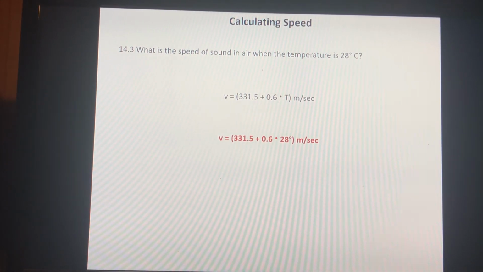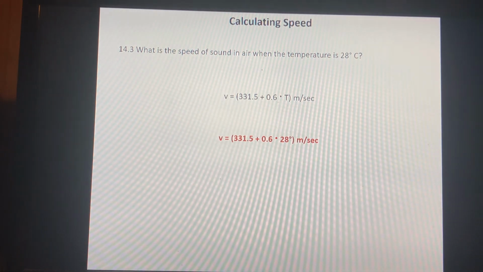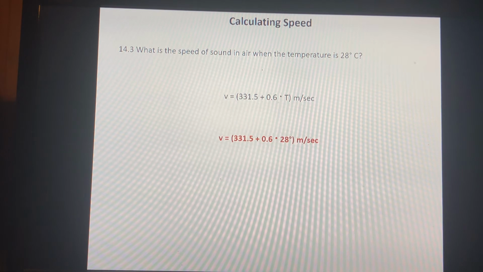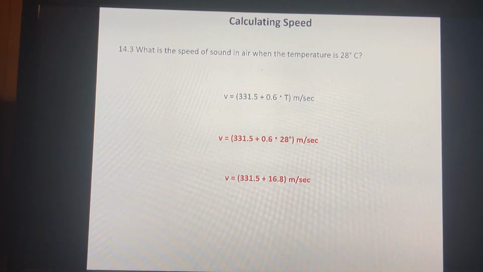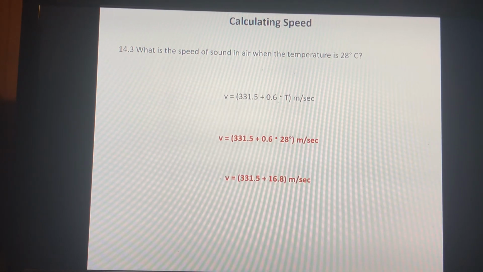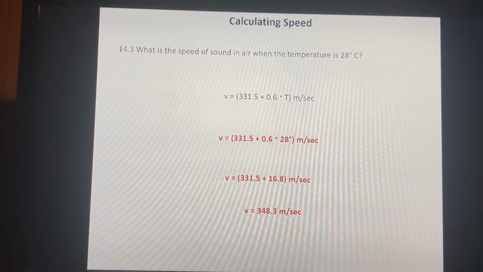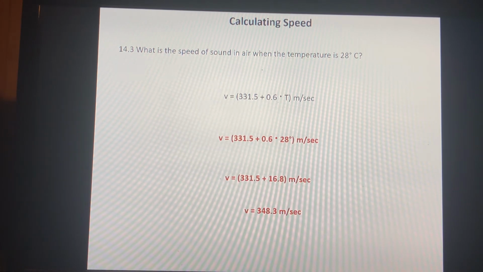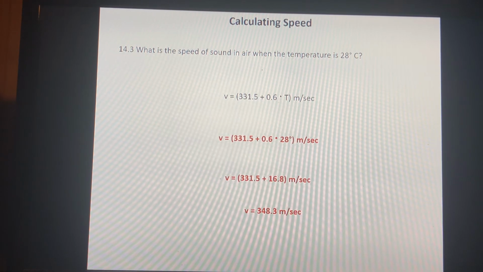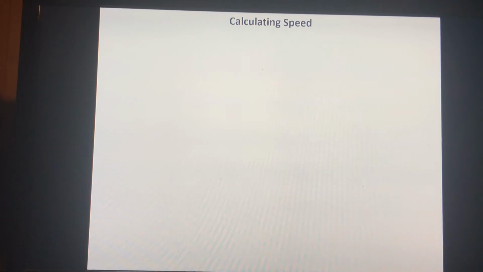Putting in the information that we know, 28 degrees, we're going to multiply 0.6 times 28 first because of order of operations. We always multiply and divide before we add or subtract. We end up with 16.8. That's very easy to add to 331.5, and when we do, we get the answer 348.3 meters per second. That is the speed of sound in the air when it is 28 degrees Celsius out. And we got it right. Woohoo! I'm having fun with those check marks.